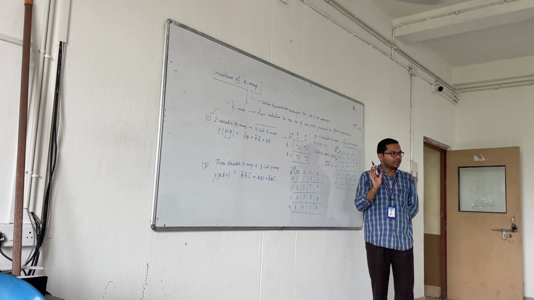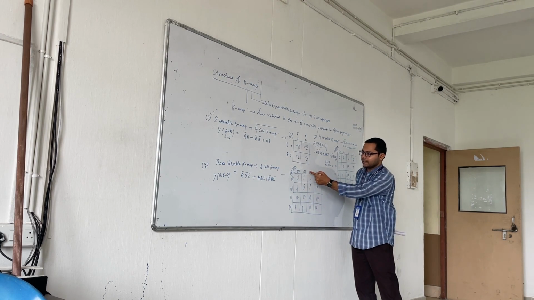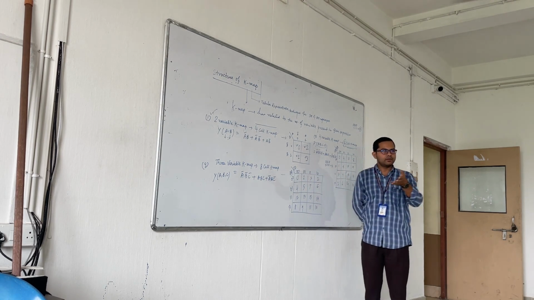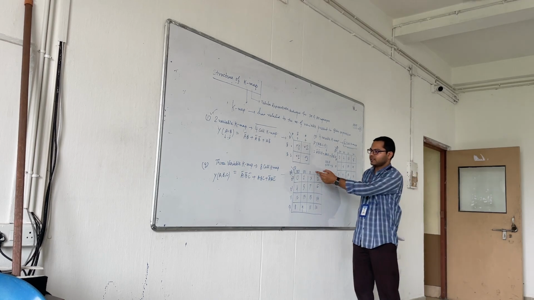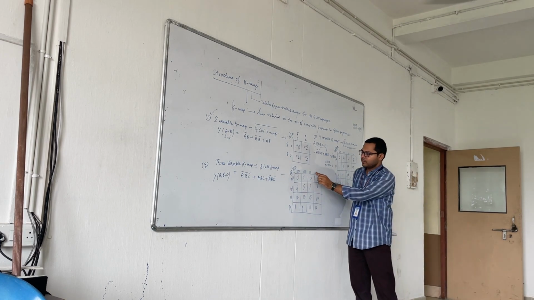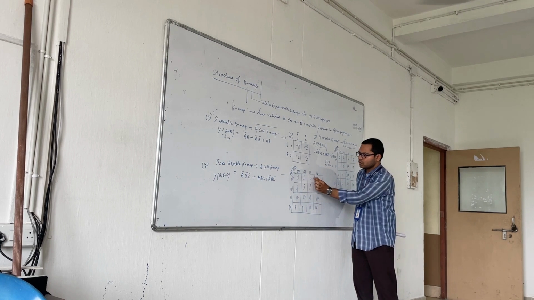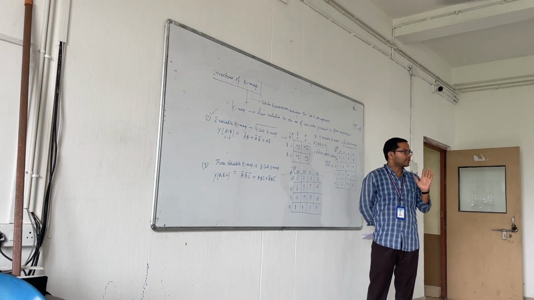Meaning is clear what I am telling? He asked me, sir, why I am writing 1 1 here? Because naturally we write 0 0, 0 1, 1 0, then 1 1. But why are we changing the pattern? The reason is if we write 1 0 here and 1 1 here, then these two cells will not become adjacent.